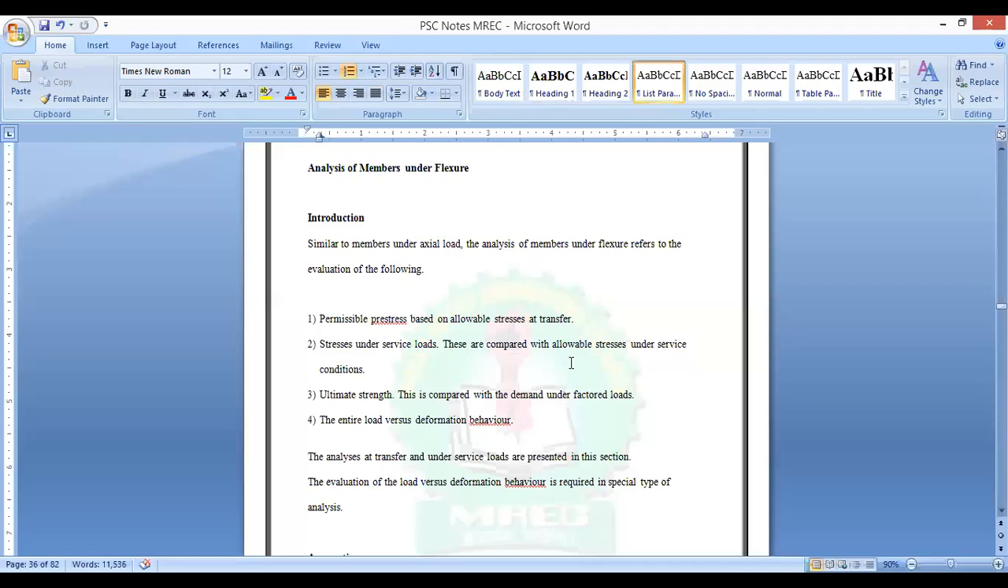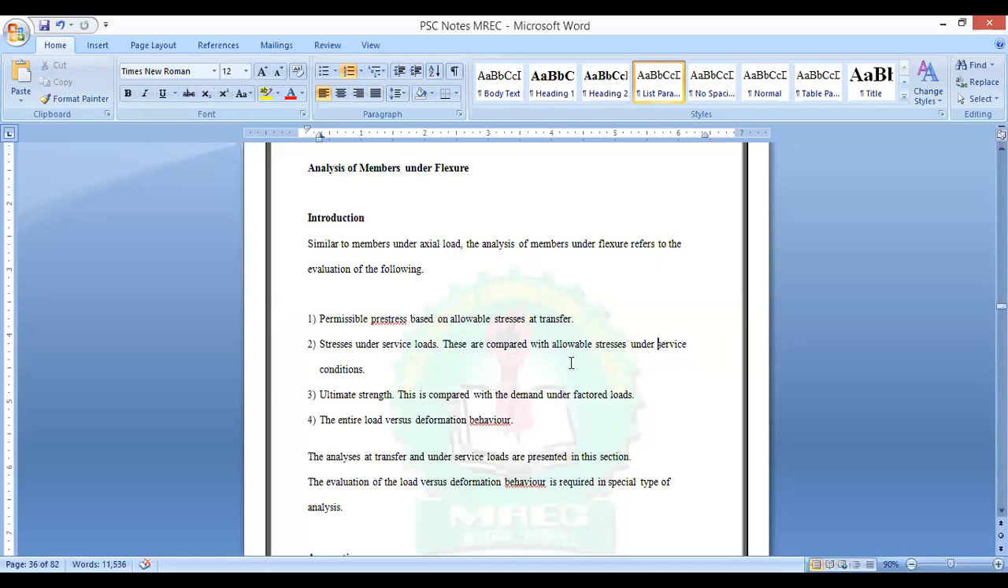And the next one is ultimate strength. To what extent can you apply load on the pre-stressing strands to make your concrete undergo crushing, where your concrete will undergo hogging? That ultimate strength you are also going to calculate over here. This is going to be compared with the demand and the factored load.